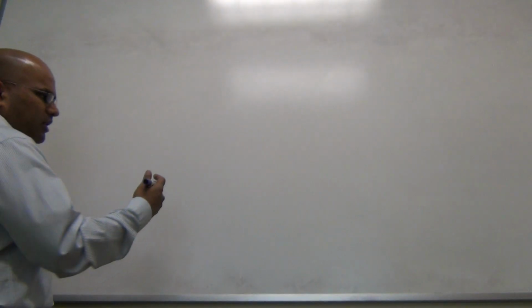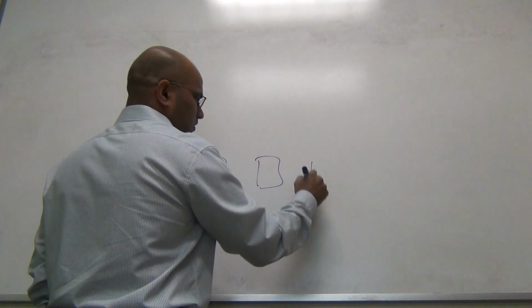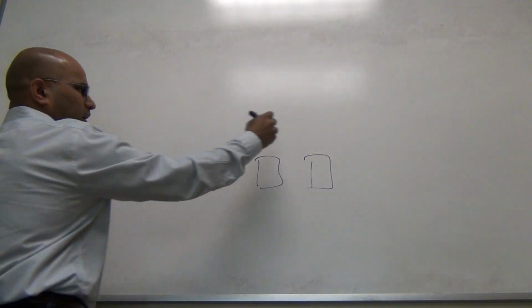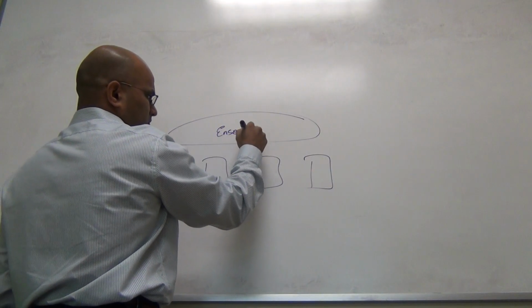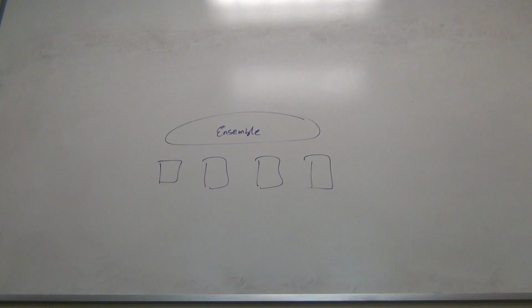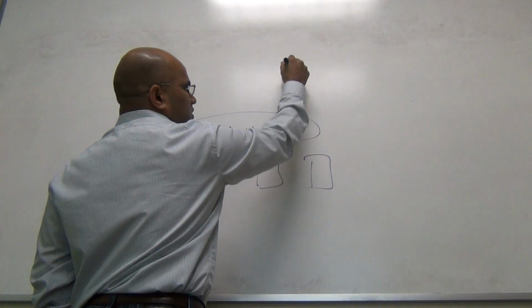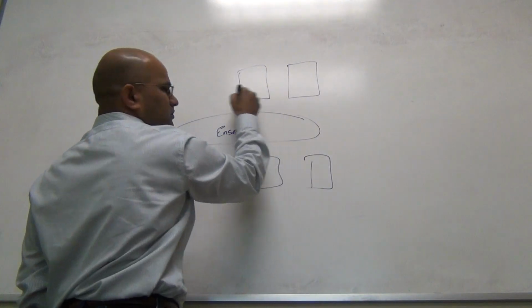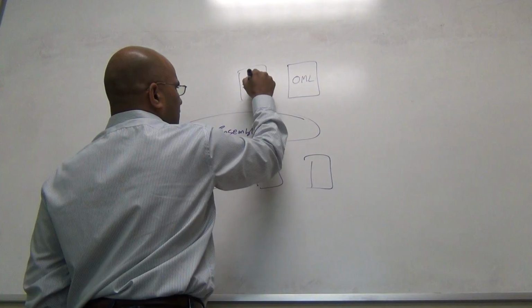The way to conceptually think about it is that there is a set of machines on which we are running an ensemble layer. This is basically a distributed cluster management. It's a cluster manager. On this cluster manager, we are running multiple distributed applications, and one of them happens to be OML, the other happens to be ZML.